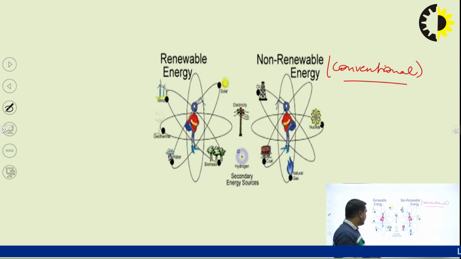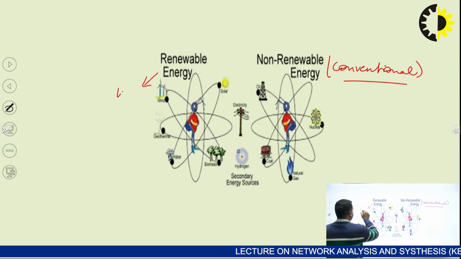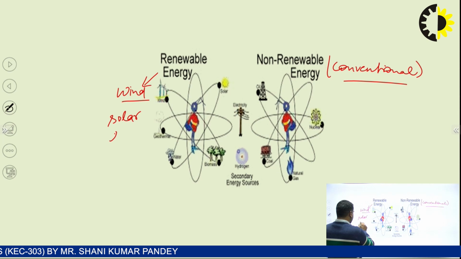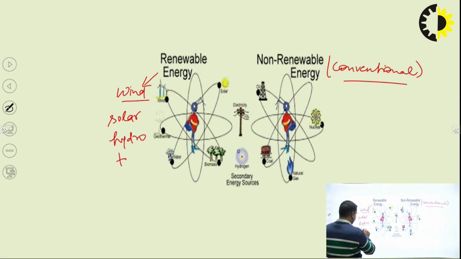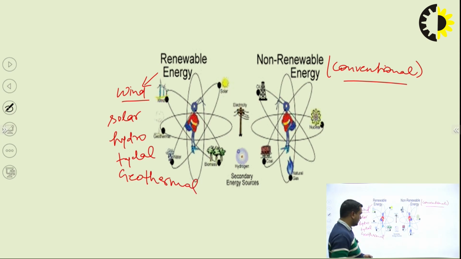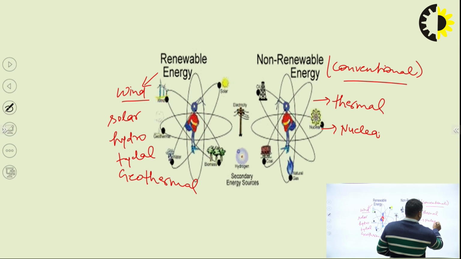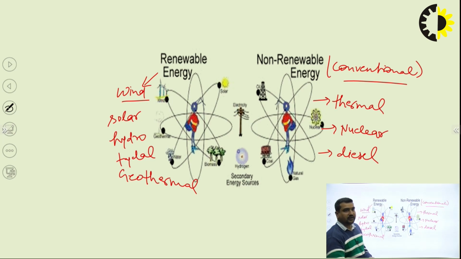Renewable means it comes with the wind plants, solar, hydro, tidal, geothermal. Geothermal plants are also there, and here it is non-renewable: thermal, nuclear, diesel plants are there. So these are the renewable energies.